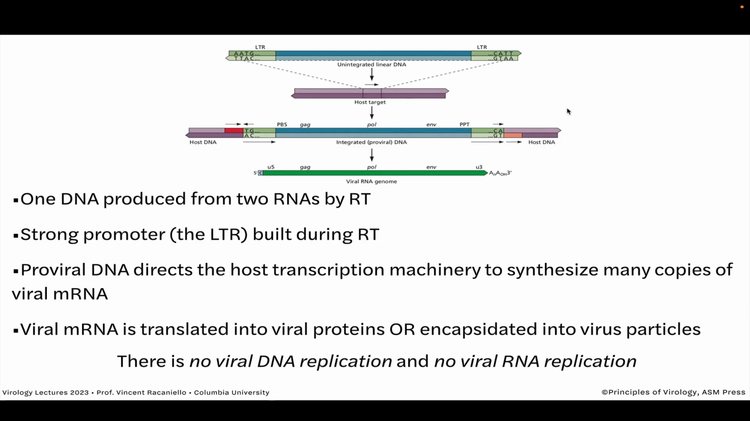So to summarize, we have a single DNA that's been produced from 2 separate RNAs by reverse transcription. In the particle, there are 2 RNAs, but those 2 RNAs give rise only to 1 DNA. In the LTR, a strong promoter is built during reverse transcription. It's built because the RNA doesn't have the complete promoter sequence in it. The proviral DNA, the integrated viral DNA, directs host transcription. There's a promoter there in the left and right LTR. The left-hand promoter gives rise to transcription of the viral genome. And so you make many copies of viral mRNA, which are then translated to proteins in the cytosol. That RNA can also be encapsulated into virus particles besides being made into protein.